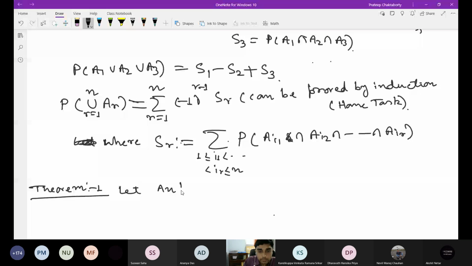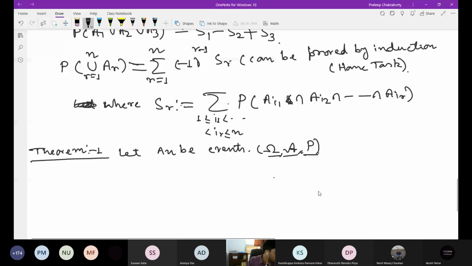So let A and B be events. Every time we talk about events, we are not mentioning the set of outcomes. We are just saying that there is some set of outcomes, some collection, a sigma algebra of events, and some probability. We are just assuming all these things. Not every time will we write all these notations.